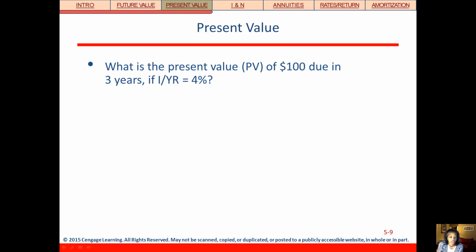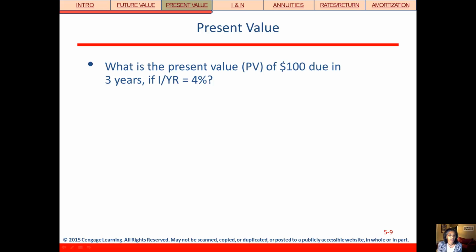Now let's move on to present value. So we've already covered future value, which tells us how much a lump sum is going to be worth at some point in the future. Now with present value, we want to take a future cash flow and figure out what it's worth to us today. So let's look at this question.